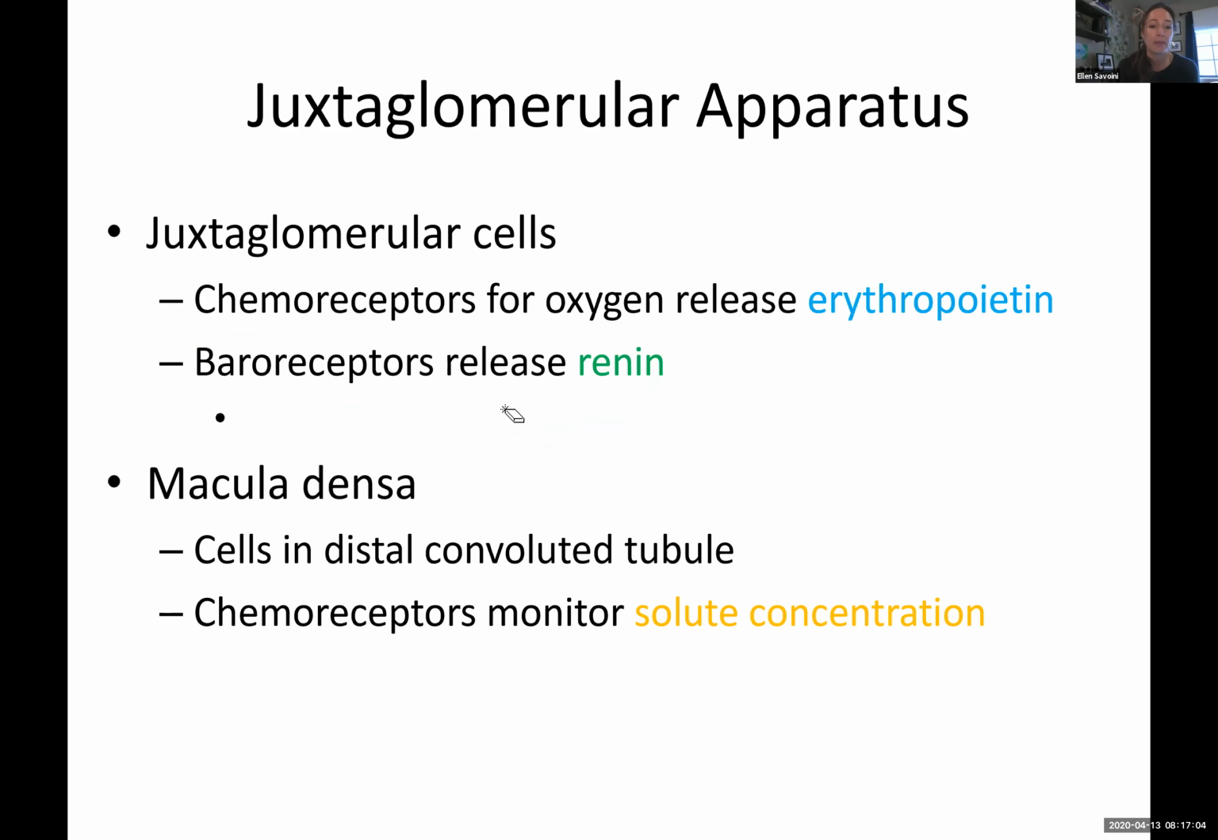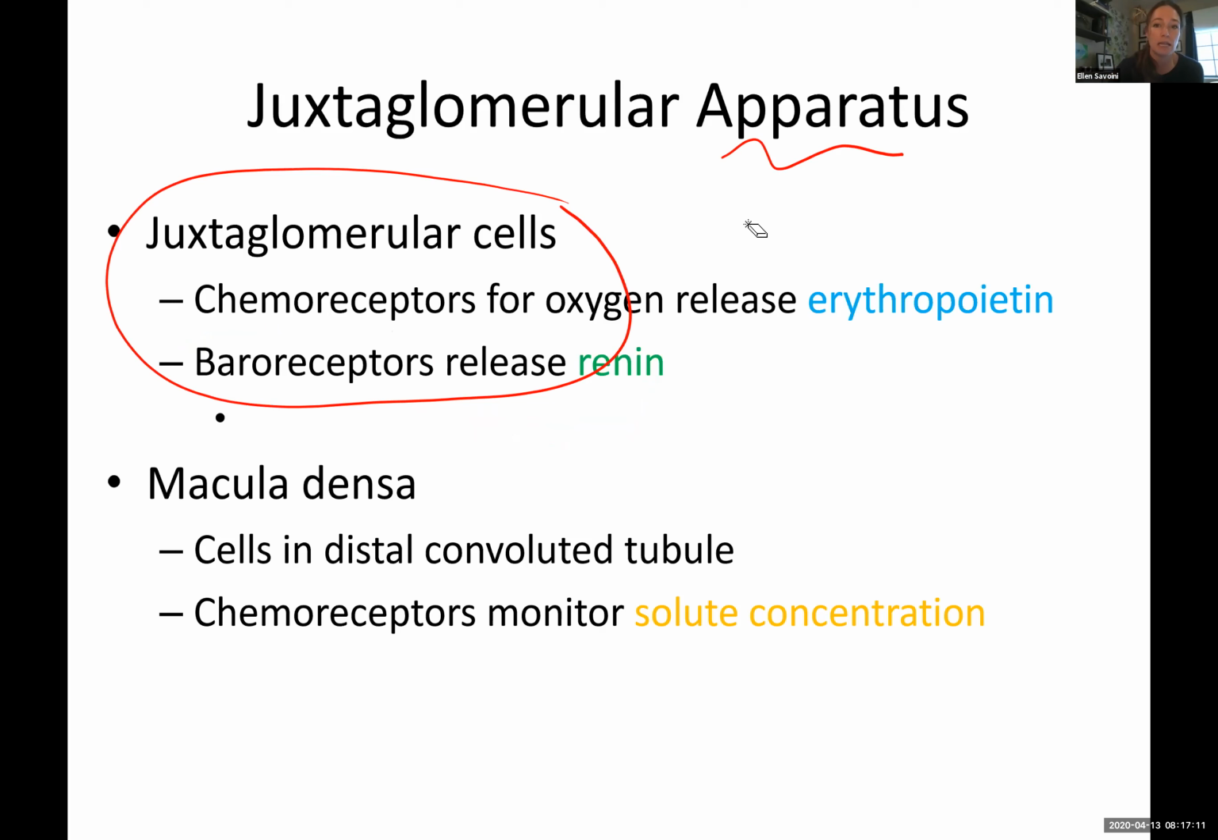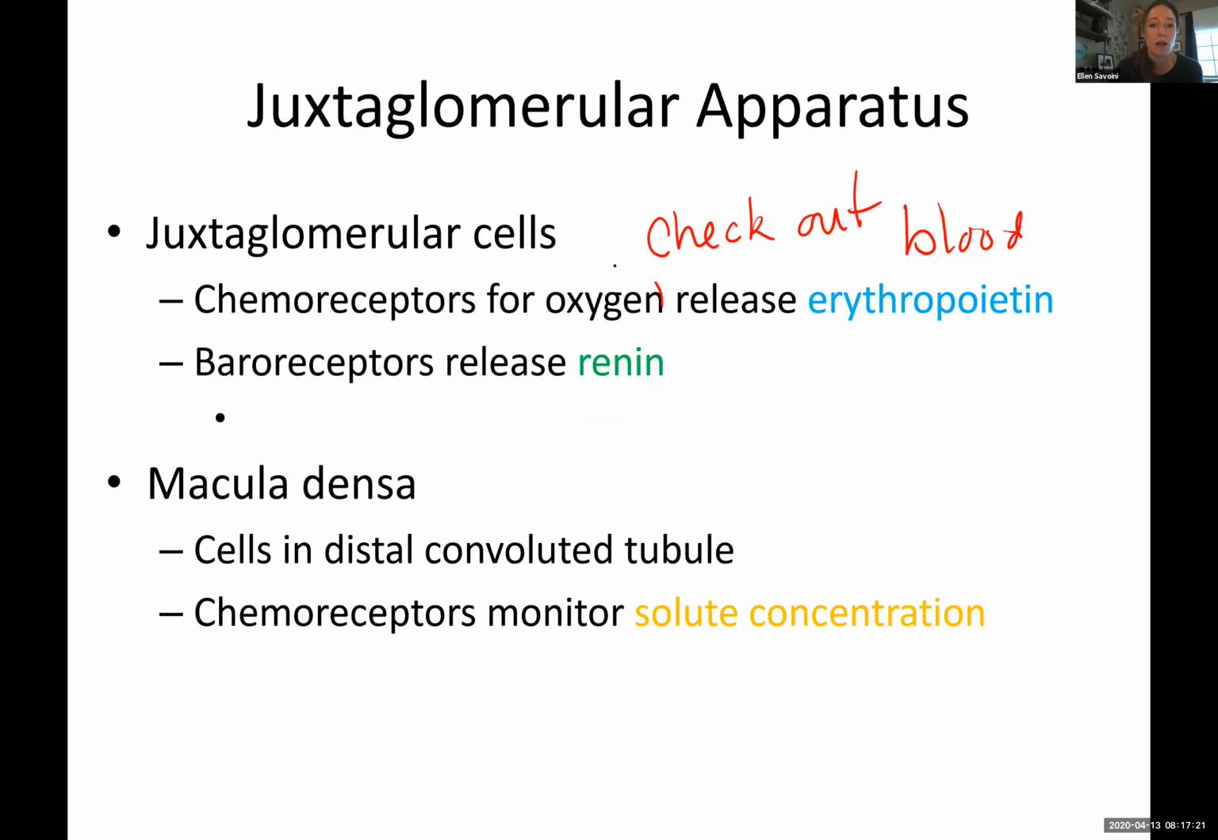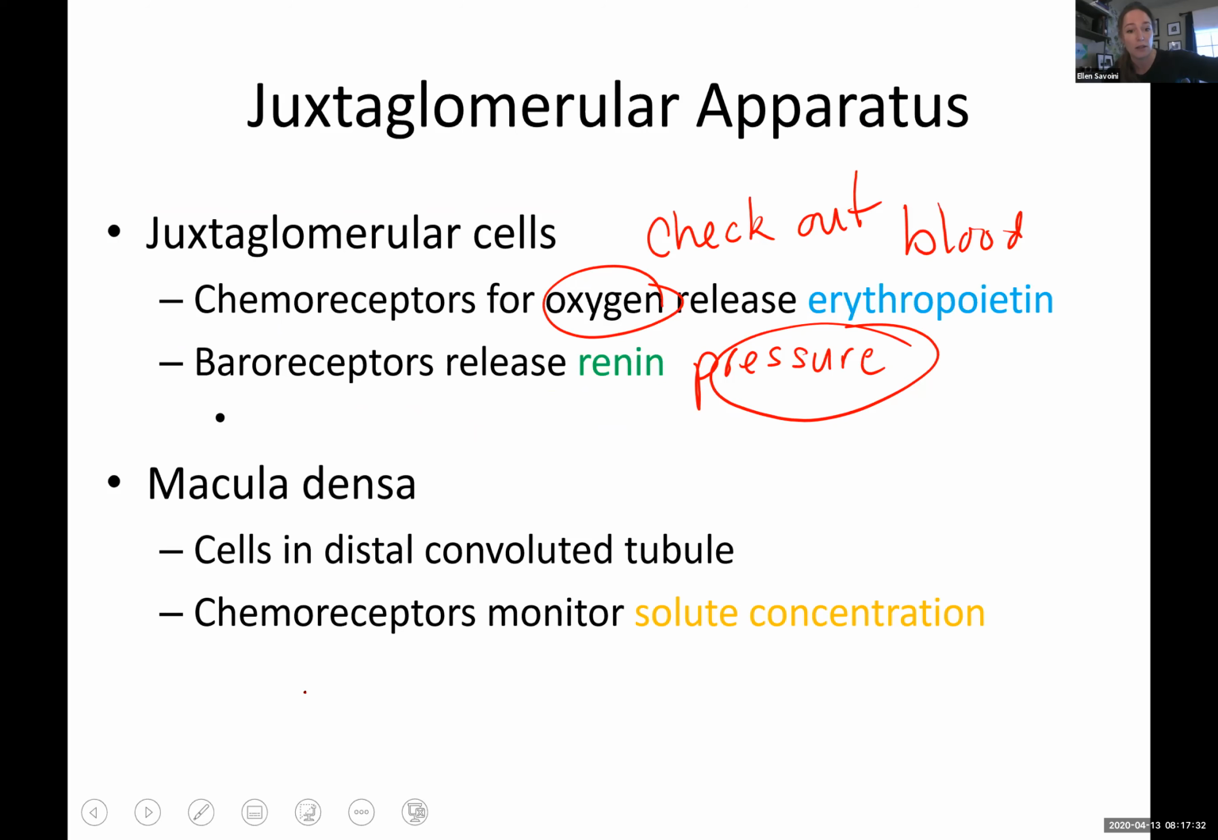So that's that. Then in this juxtaglomerular apparatus, we had the cells here. The cells are checking out the blood. I'm gonna just write right here, check out blood. It's gonna check out blood for oxygen, and it's gonna check out blood for pressure. Okay, so those are the two things you should know for the juxtaglomerular cells. Now I'm gonna change colors, and we'll talk about the macula densa. So we'll go to the picture.